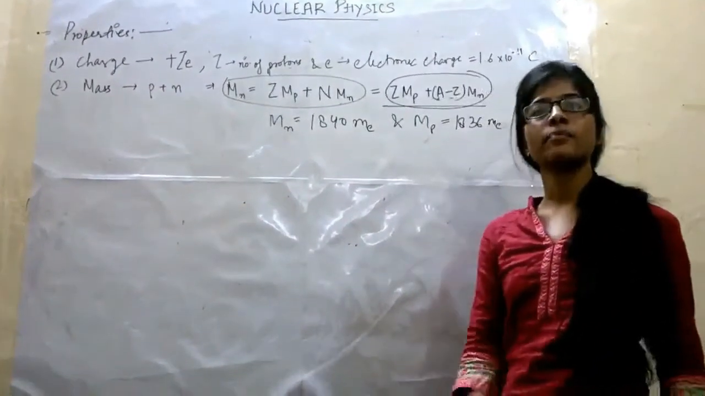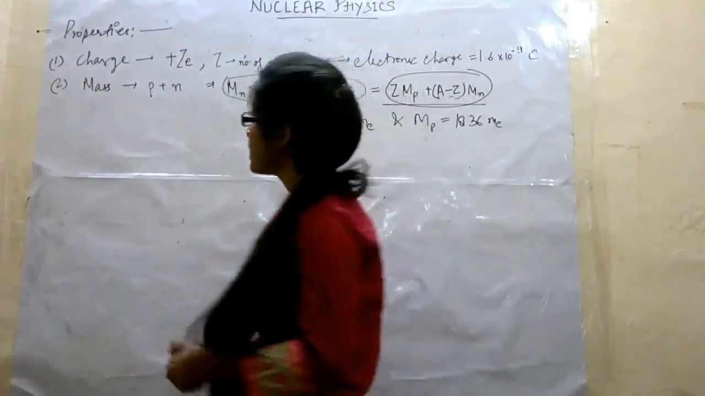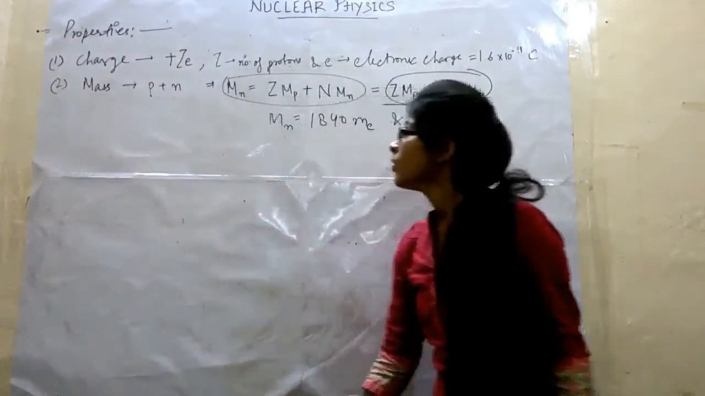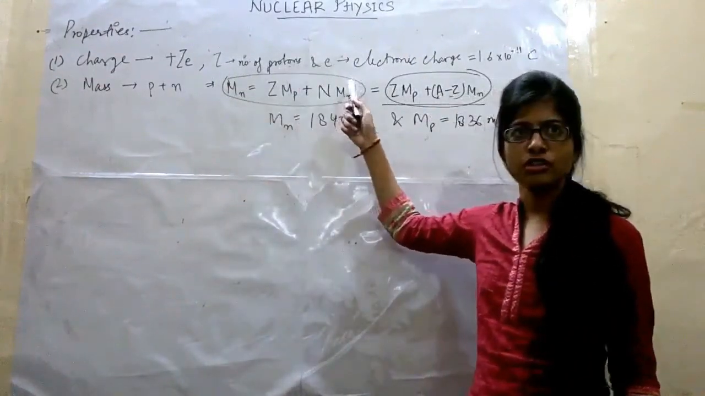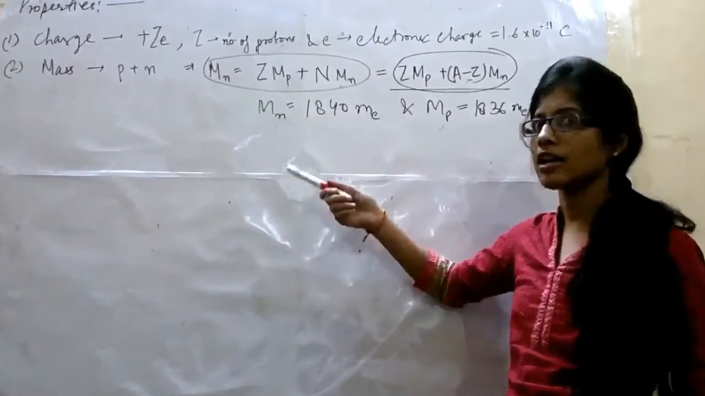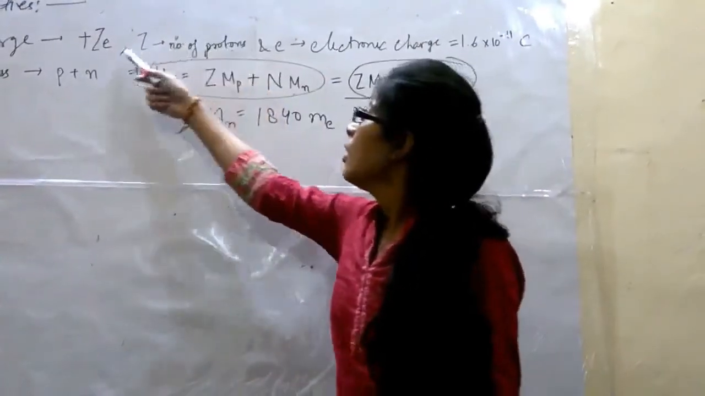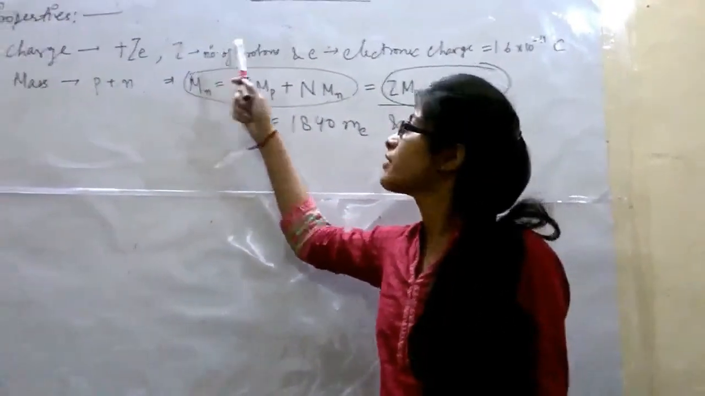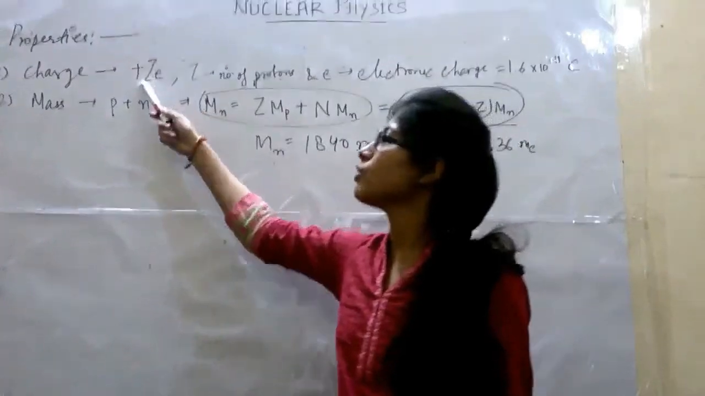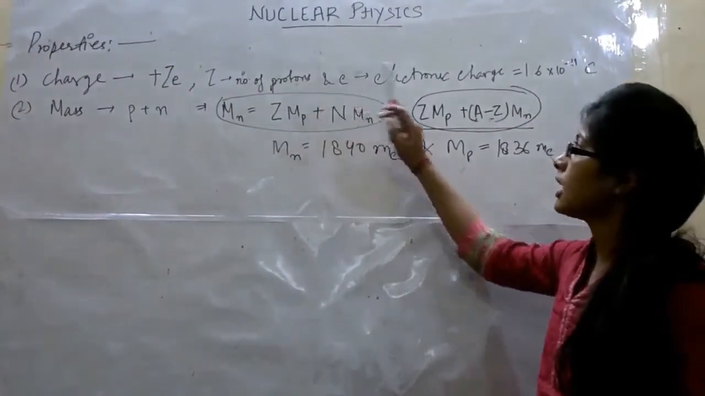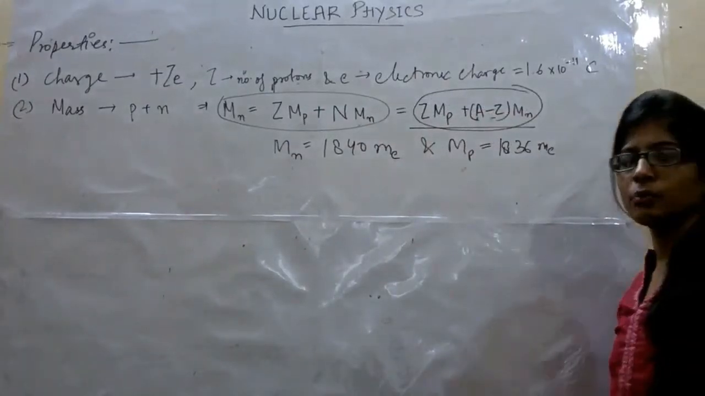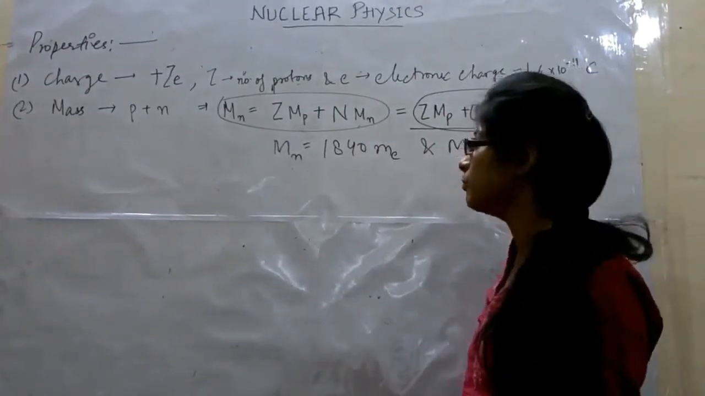Now moving further, we have some basic properties of nucleus. The first one is charge. We all know nucleus consists of protons and neutrons. So neutron is neutrally charged and protons contain plus e charge. And since we have Z number of protons, therefore the charge of nucleus is plus Ze, where Z is the number of protons and e is the electronic charge equal to 1.6 into 10 to the minus 19 coulomb.